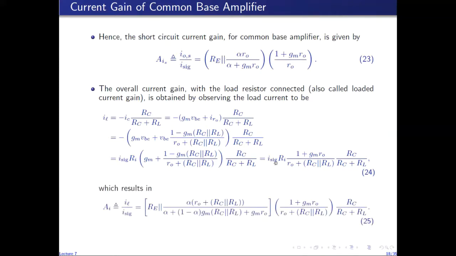And hence dividing by I sig, we get the overall current gain of the common base amplifier, which is given by this long expression, in which we have replaced Ri with its full value, because now RL is connected to the circuit. We don't have to approximate Ri under any particular condition. So we use its full value, full expression.